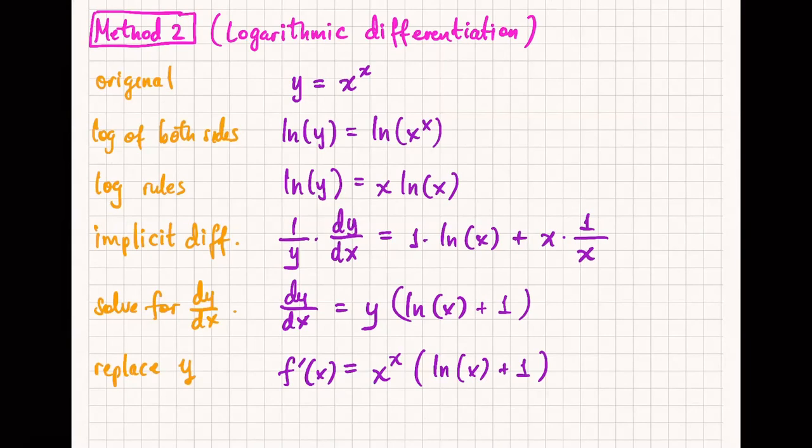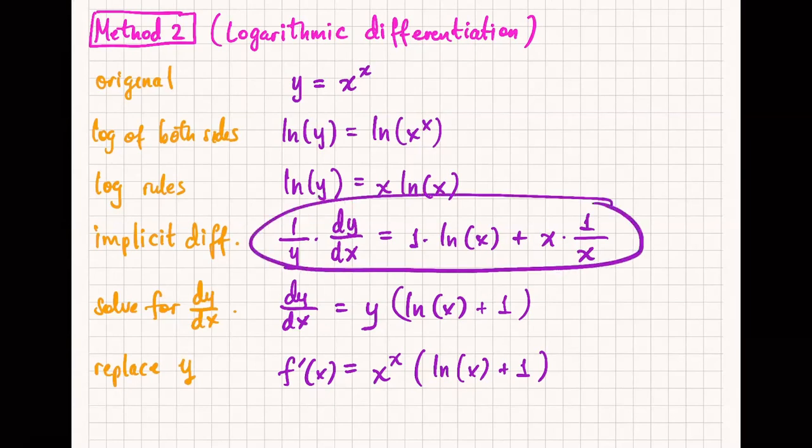What happened to the 1 over y? Well, we canceled it out. Remember, we're solving for dy dx. So how do I solve for dy dx? I multiply both sides by y, to cancel that out on the left-hand side. Okay. So that's algebra, right? At this point, this is the last line where you do calculus. Everything else is algebra.